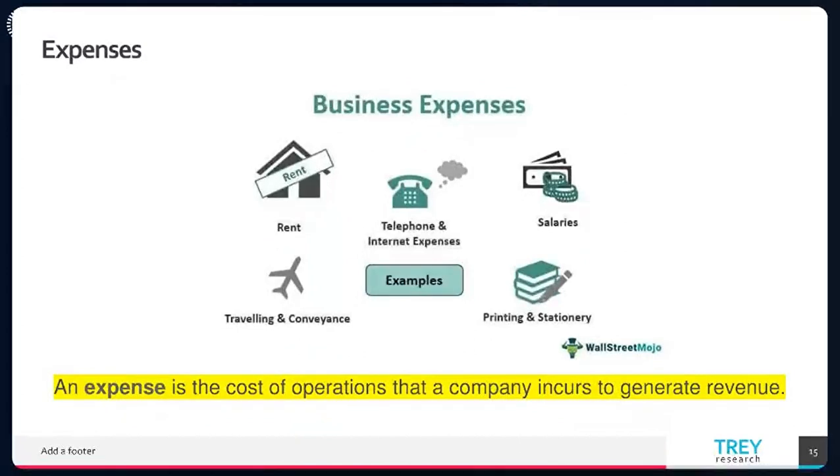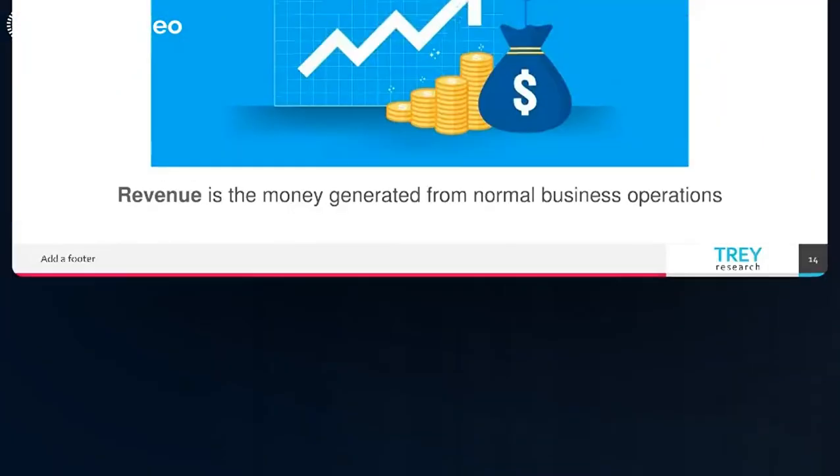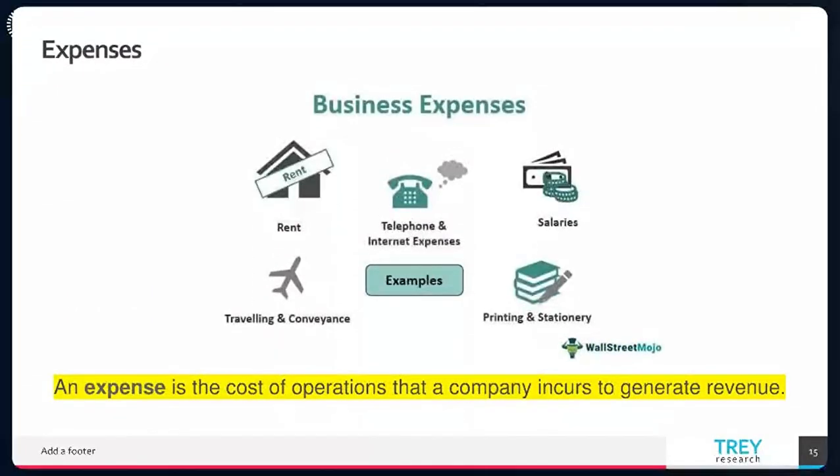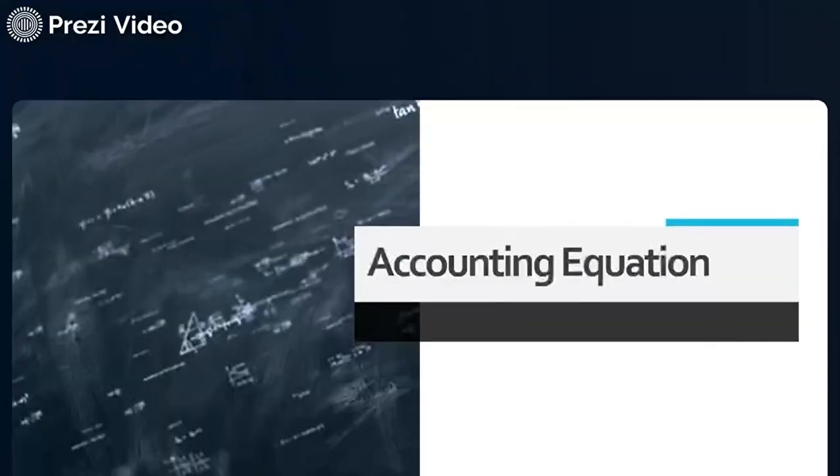Then we have expenses. Business expenses could be from rent, the paying of rent, traveling and conveyance, telephone and internet expenses, salaries, and printing and stationery. An expense is the cost of operations that a company incurs to generate what? To generate revenue. There we go. So those are expenses. What are expenses in Spanish? How do you say that in Spanish?